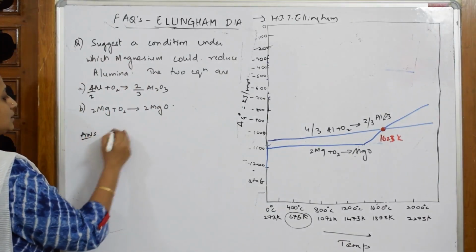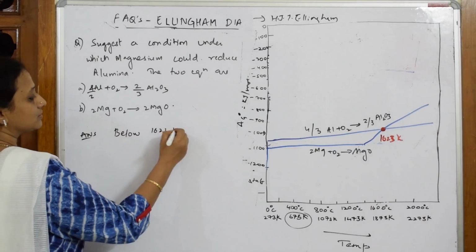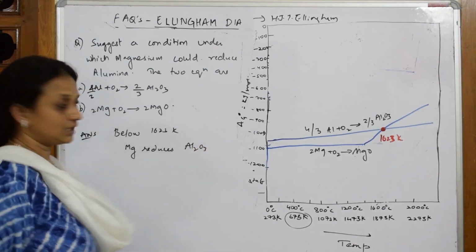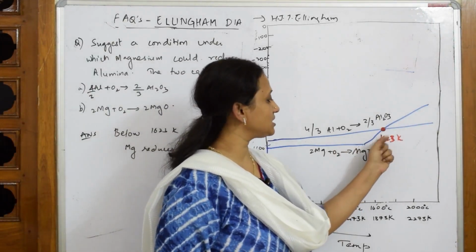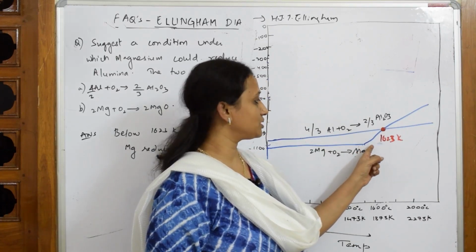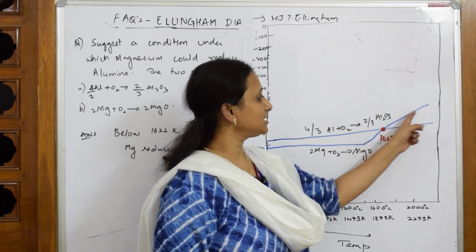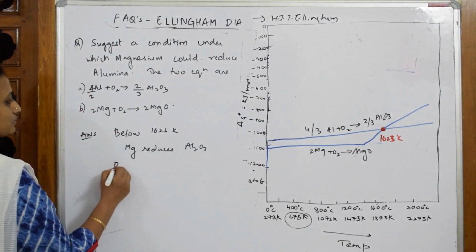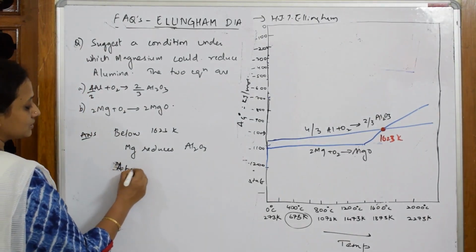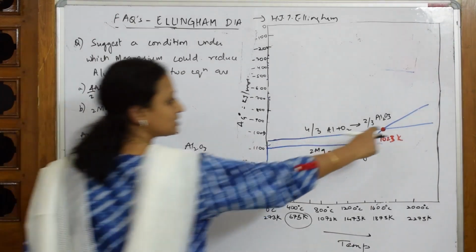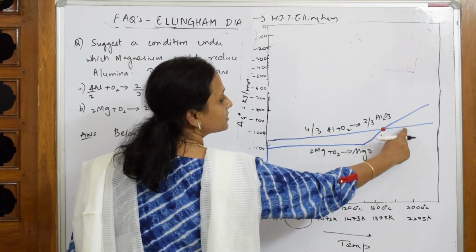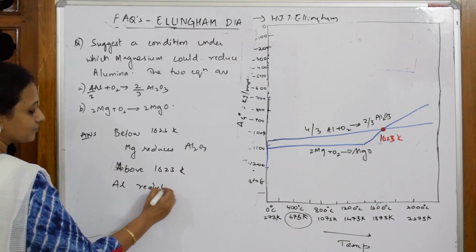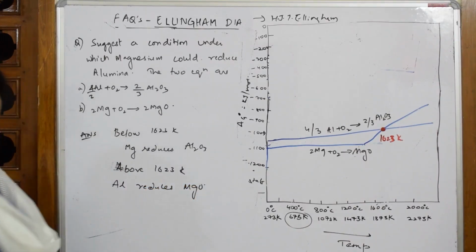So what should I write? First important thing, below 1623 Kelvin, magnesium reduces Al2O3. Done. Now, suppose I am going above 1623, now see, above 1623, what happened to magnesium formation Gibbs free energy? It's going above, see? Yes, this is magnesium, above. So the one above will not reduce the one which is at lower. So I should remember that. I have to write, above 1623 Kelvin, which will act now? Aluminium. This is the aluminium line, isn't it? Aluminium is lying now below this. So above 1623, aluminium reduces MgO. That's it.